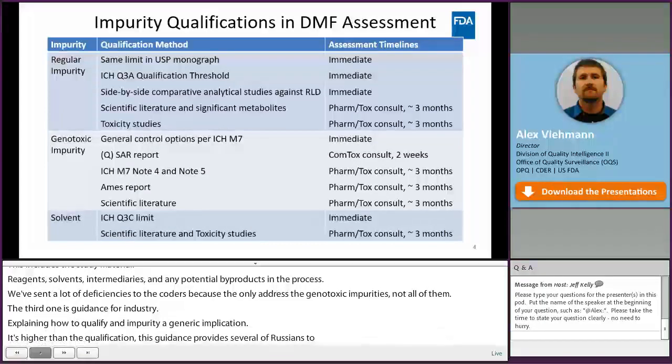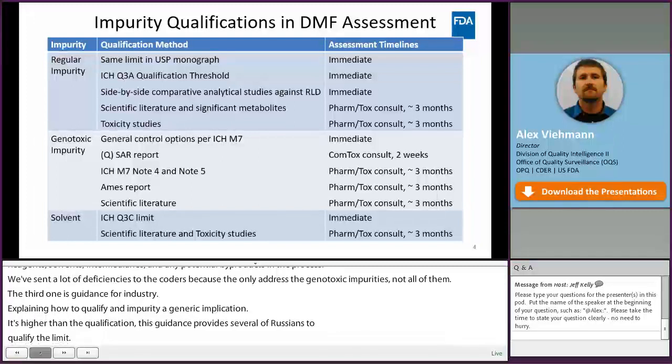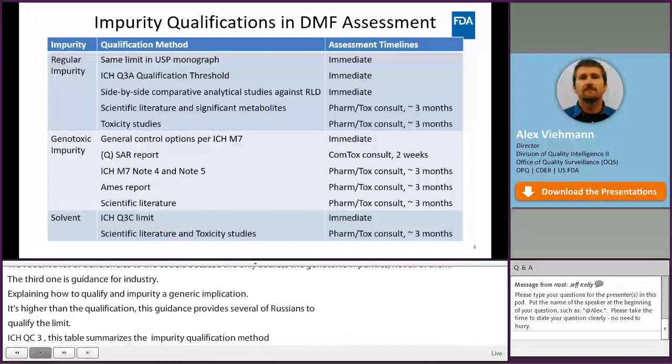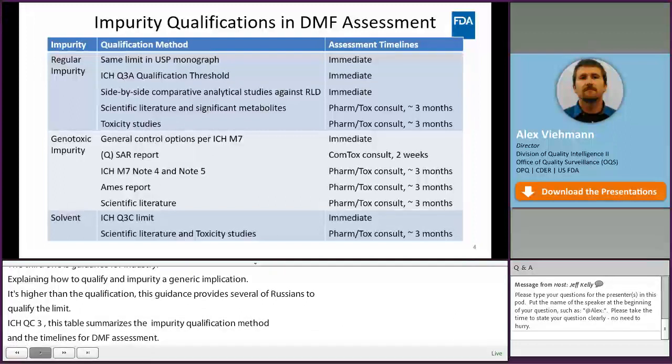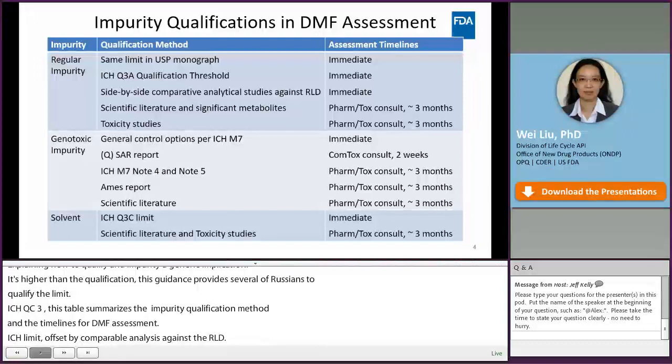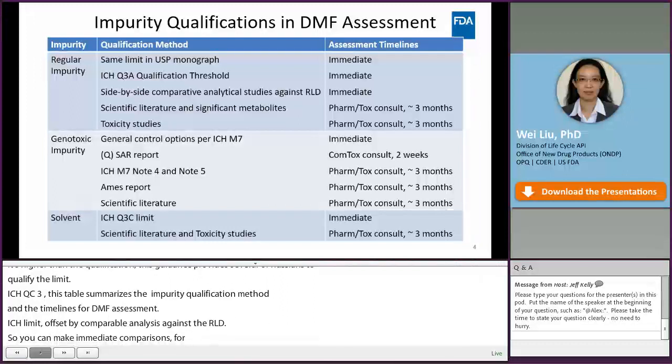This table summarizes the impurity qualification method and their respective evaluation timelines in DMF assessment. For regular impurities, if you choose USP limit, ICH limit, or side-by-side comparative analysis against the RLD, the DMF assessor can make immediate evaluation. However, if you choose scientific literature or toxicity study as the justification, we will send a pharm/tox consult to clinical divisions. The timeline is 3 months. In this case, the DMF will be considered major.